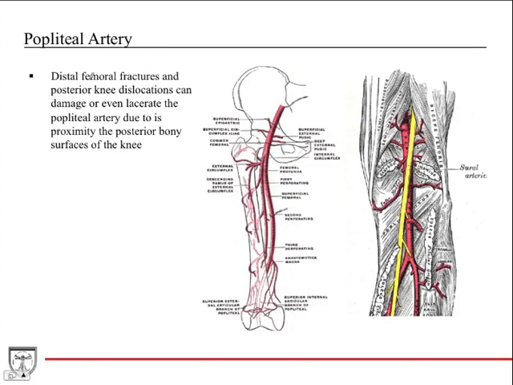The other thing is distal femoral fractures and posterior knee dislocations. They can damage or even lacerate the popliteal artery due to the proximity to the posterior bony surfaces of the knee. Your popliteal is down in here, and if you have a distal femoral fracture that displaces posteriorly, it can lacerate or damage the popliteal artery. If you have a posterior knee dislocation, where the tibia were to blast out posteriorly, at us, out of the screen, it would affect the popliteal artery right here. So you could also have it affected in those injuries as well.